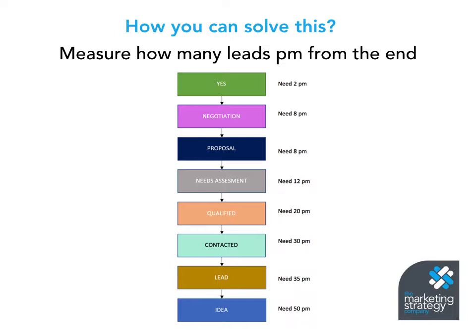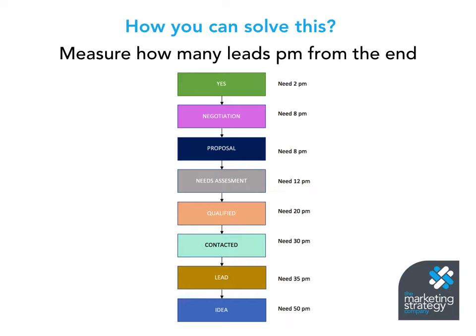To get those 8 people in negotiation stage, you might have 8 proposals out there. To get those 8 proposals, you might need 12 needs assessments. To get those 12 needs assessments, you might have needed to qualify 20 people. To get 20 people qualified, you might have needed to contact 30 people. And to get those 30 people contacted, you might need 35 leads. So in other words, to get your 2 yeses, you may actually need 35 leads. That's not every month, that's to get 2 yeses.